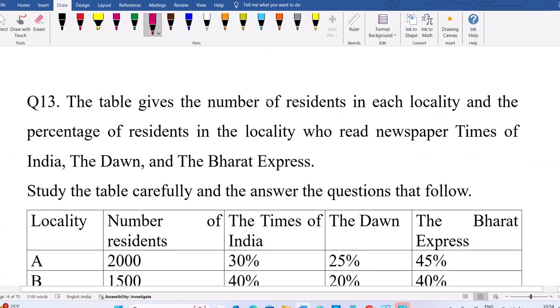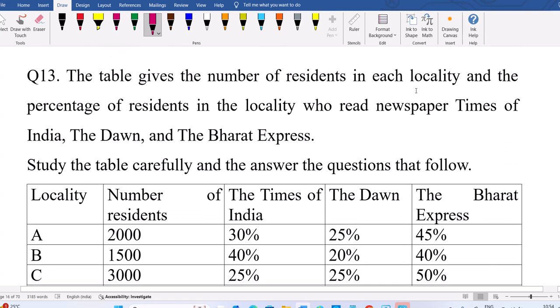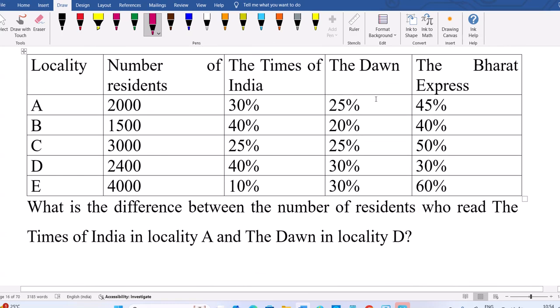Now, see data interpretation, two bar graphs, now table related stuff we got. This is the number of residents in each locality and the percentage of residents who read newspapers. There are 5 columns. The first column is locality. The second column is how many residents are in each locality, each area, A, B, C, D, E. And then what percentage of people are reading those papers: 30% are reading Times of India, 45% Bharat Express from locality A, like that.